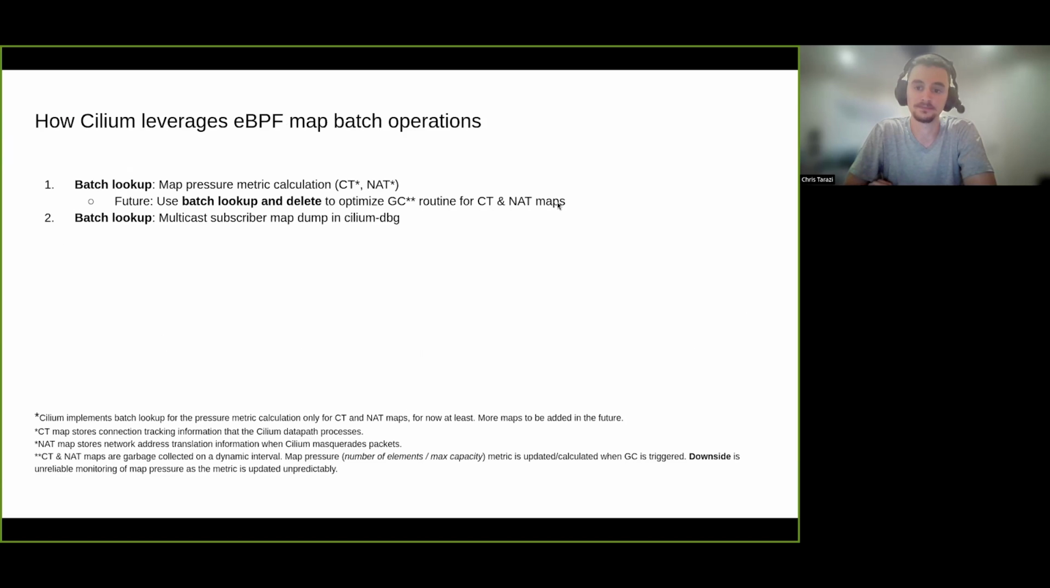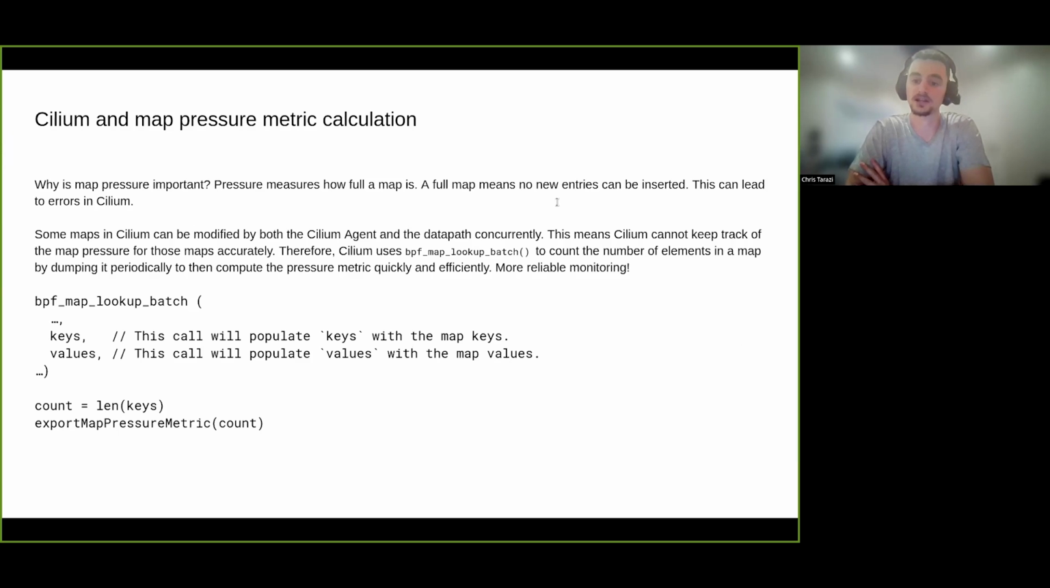Skipping ahead. How does Cilium leverage batch operations? The main usage of batch operations is to perform a batch lookup to efficiently measure eBPF map pressure and export that as a metric for observability. In the future, more operations can be converted to use batching besides just lookups, but we will dig into the map pressure metric calculation.